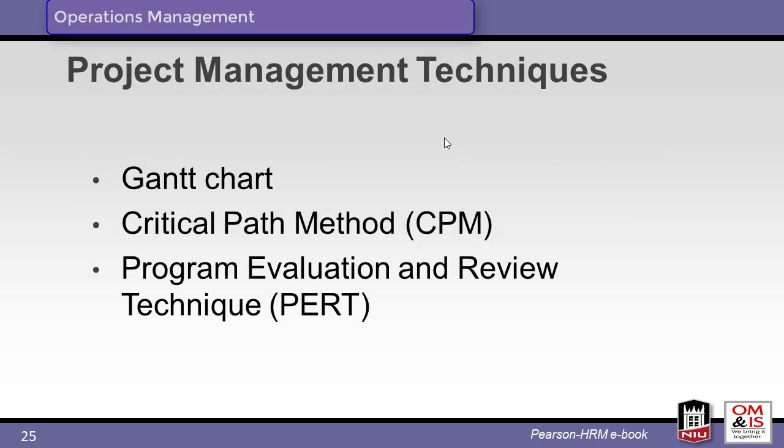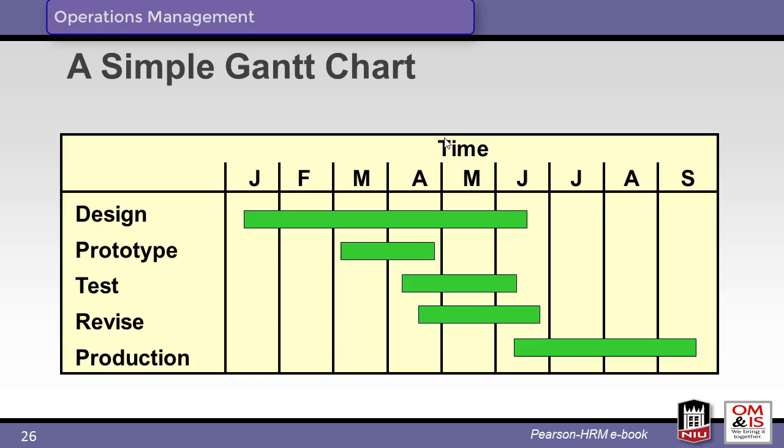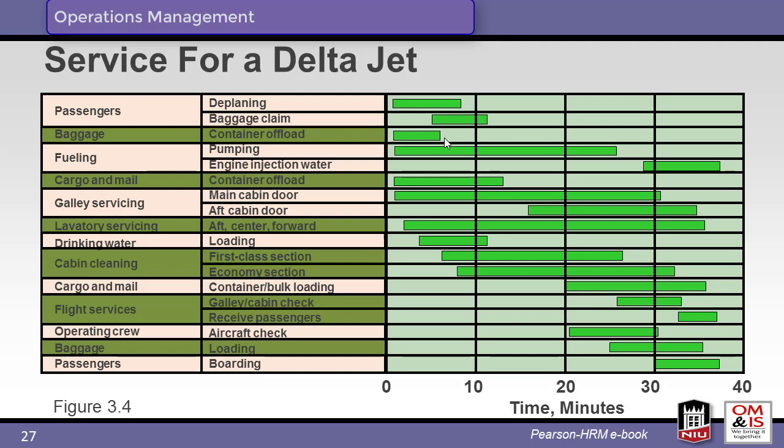The three most common project management techniques are listed here. Next, we will discuss each in detail. Here's a simple Gantt chart. Tasks are listed on the left while horizontal bars indicate the duration of each. Here's an example of a Gantt chart that is more complex, yet describes a set of activities measured in minutes, not days or months.